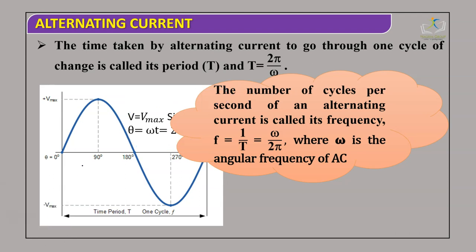The number of cycles per second of an alternating current is called its frequency, f is equal to 1 by T is equal to omega by 2 pi, where omega is the angular frequency of AC.